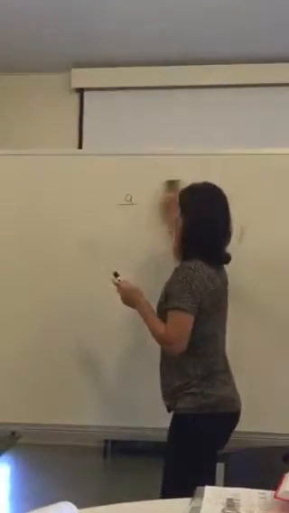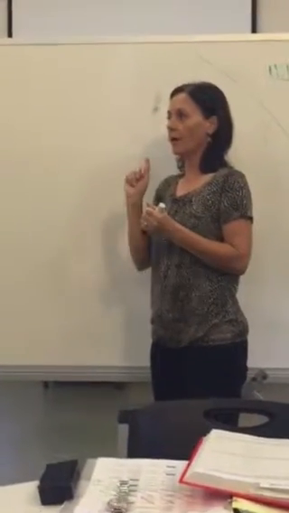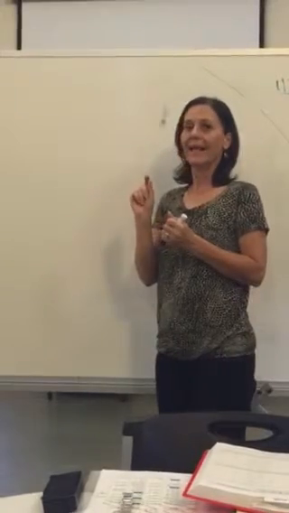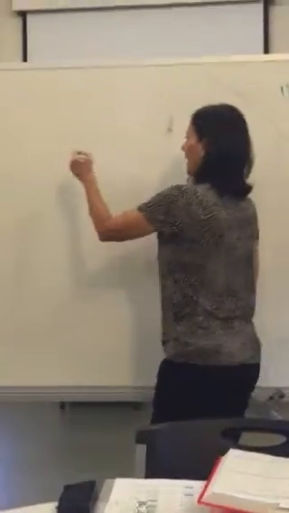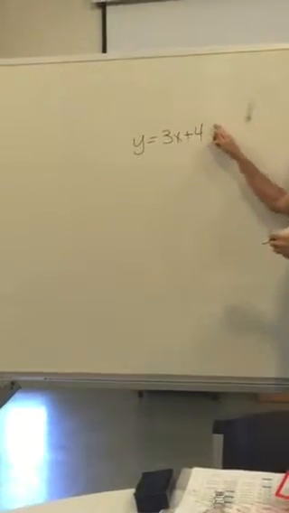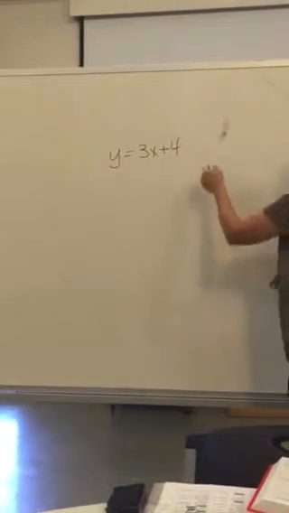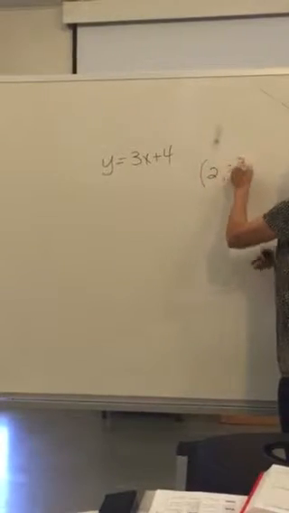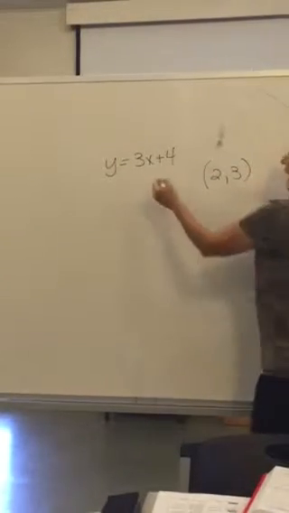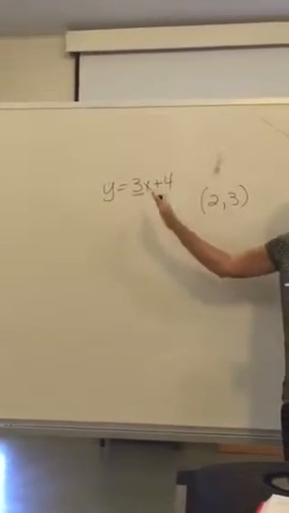If I have an equation and I want the equation of a line that is parallel to that equation, what do I know about the slopes? They are equal, right? If I give you an equation that says y equals 3x plus 4, and I ask you, give me a line that is parallel to this equation and passes through that point, a parallel line will have the exact same slope.